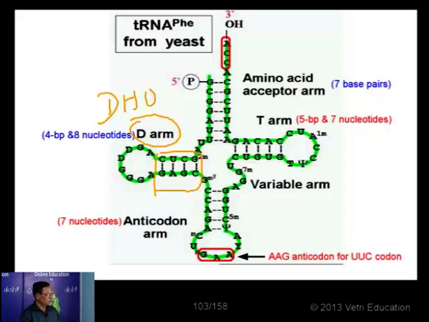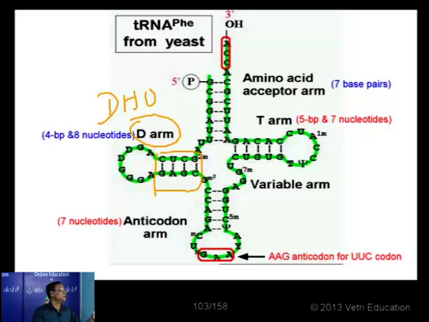Generally speaking, this loop is formed of 8 to 10 nucleotides, but in the case of the tRNA which carries phenylalanine, it is called phenylalanine tRNA. Simply, we can say the amino acyl tRNA. When a particular amino acid is attached, the name is given for the tRNA. For example, this one, phenylalanine tRNA. It is able to attach phenylalanine to its 3' terminus at the amino acid acceptor arm.